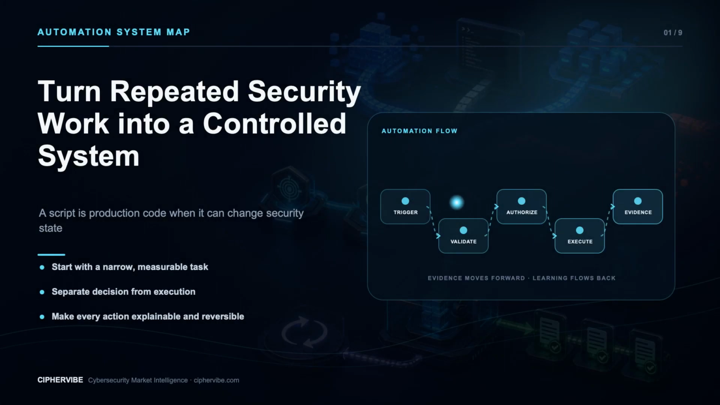Security automation turns repeatable defensive work into a controlled, testable process. It can collect evidence, normalize logs, enrich indicators, review access, validate configuration, open cases, or execute approved containment.